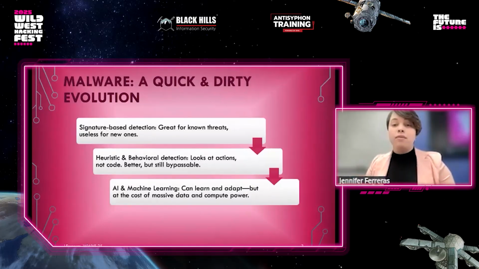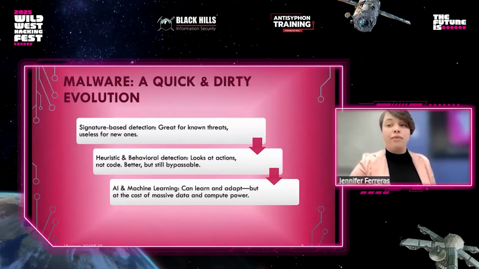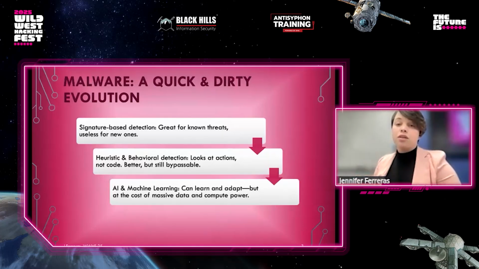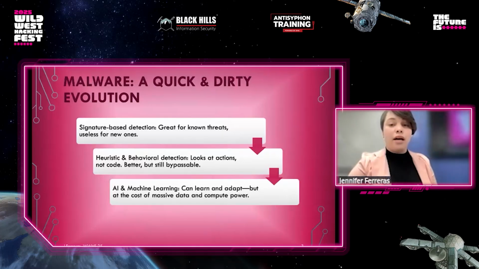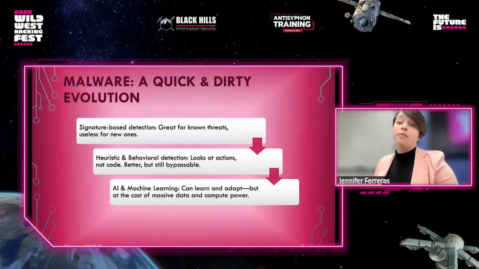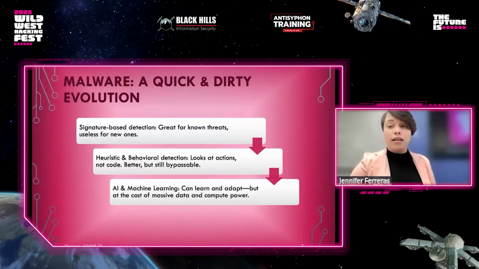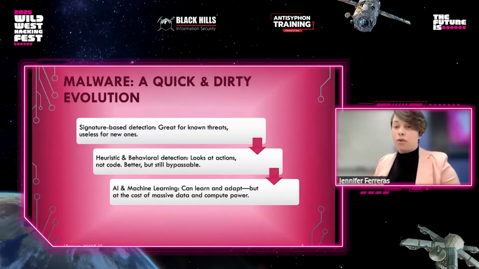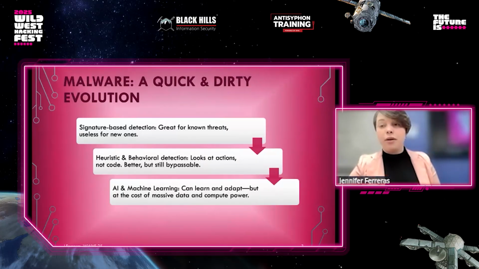Then came the heuristic and behavioral detection, which looked at what a program does and not just its code. That made it a little smarter, more dependable, but still, attackers and even myself learned how to mimic normal behavior and slip through, right? So today we are mostly relying on AI and machine learning, systems that can learn, adapt, predict, and do all the fun little things, right?